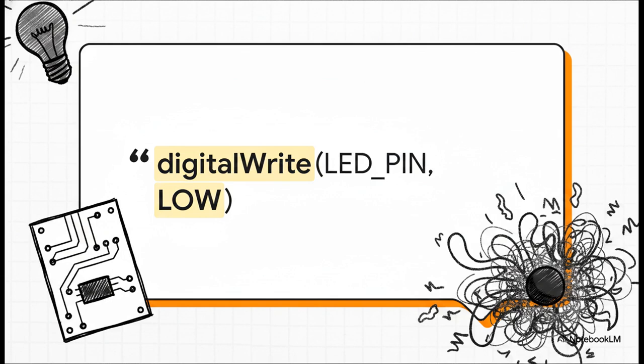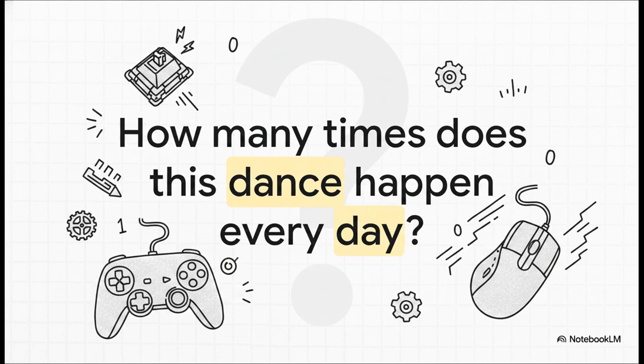As we wrap up this explainer, take a second to just look down at your keyboard or your mouse or your game controller. I want you to ponder the literally millions of hidden battles happening right at your fingertips. Every single keystroke, every single click triggers this incredible, invisible 50-millisecond dance between vibrating metal and lightning-fast code. It's just a remarkable testament to how intricate our everyday technology really is. So, how many times has that invisible dance happened for you today?